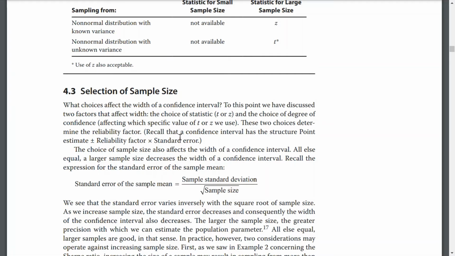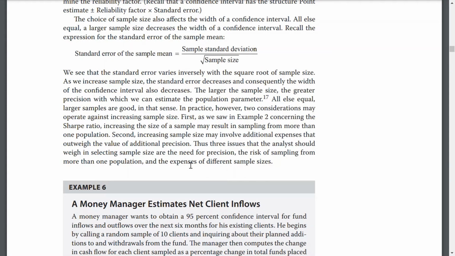Recall that the confidence interval has the structure: point estimate plus or minus reliability factor multiplied by standard error. The choice of sample size also affects the width of a confidence interval. All else equal, a larger sample size decreases the width of the confidence interval. Recall the expression for standard error of the sample mean: the sample standard deviation divided by the square root of the sample size.